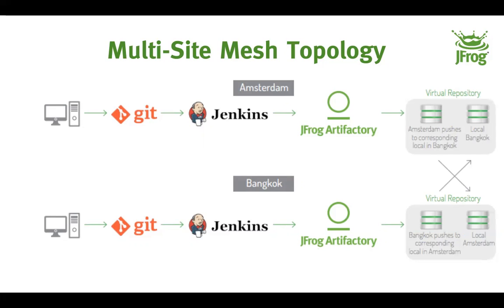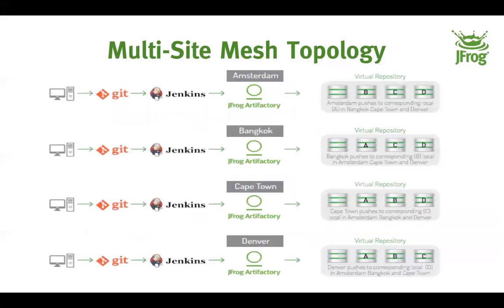But as I said, global or enterprise organizations can have many Artifactory locations as well. This is a slightly more complex example where I have four locations: Amsterdam, Bangkok, Cape Town, and Denver. And I need whatever I push to Amsterdam to be pushed to Bangkok, Cape Town, and Denver. And whatever I push to Bangkok should be pushed to Amsterdam, Cape Town, and Denver, and similarly for every other site as well. And we would be following the same setup over here as well.